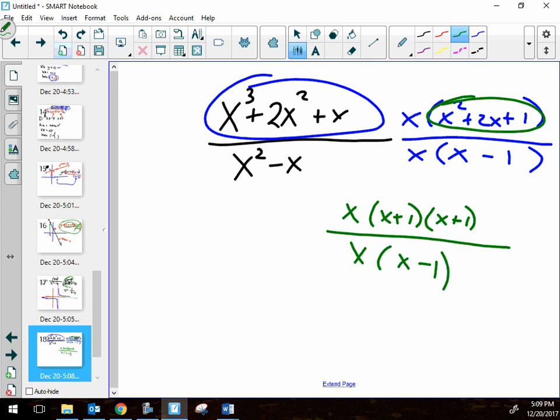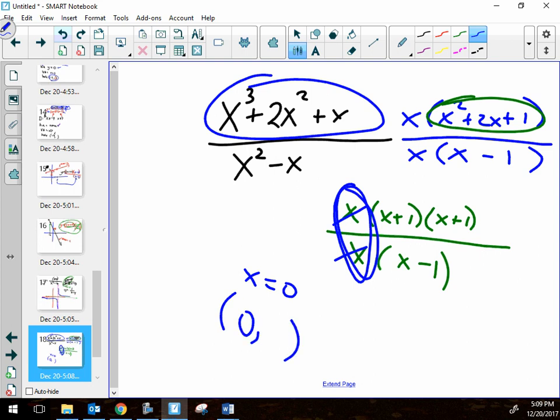For some reason, people have trouble seeing these x's. That's just a hole, like it would be if this was an x plus 1, I would have canceled it with this, but it's not, so I'm not going to. But this does make a hole because these cancel. And x equals 0 is the hole, so 0 comma what? You just stick 0 into the resulting function, which goes in here, here, and here, and you get 1 times 1 is 1 over negative 1, which makes negative 1. 0 comma negative 1 is where the hole would be.